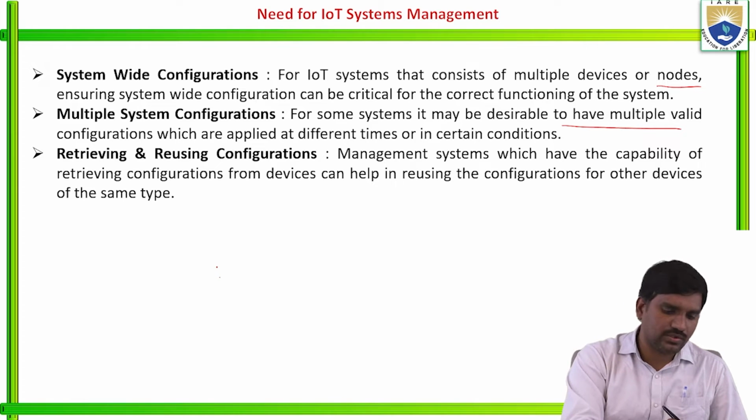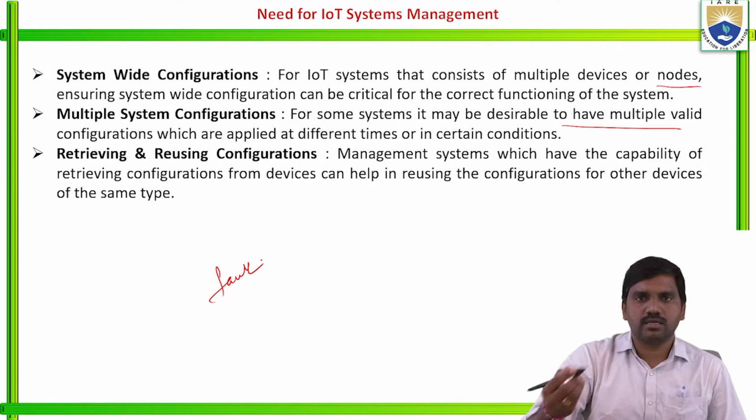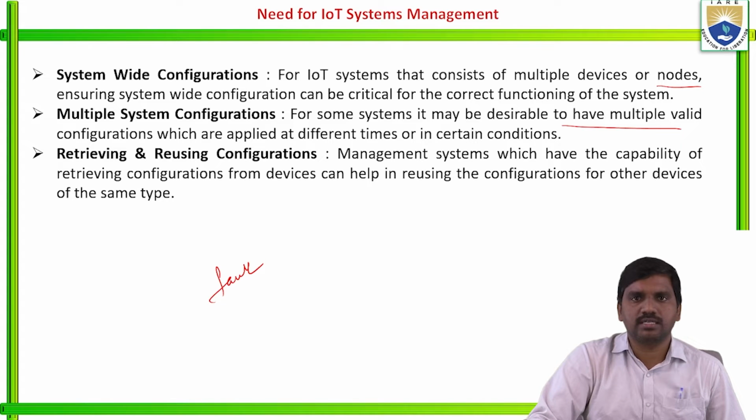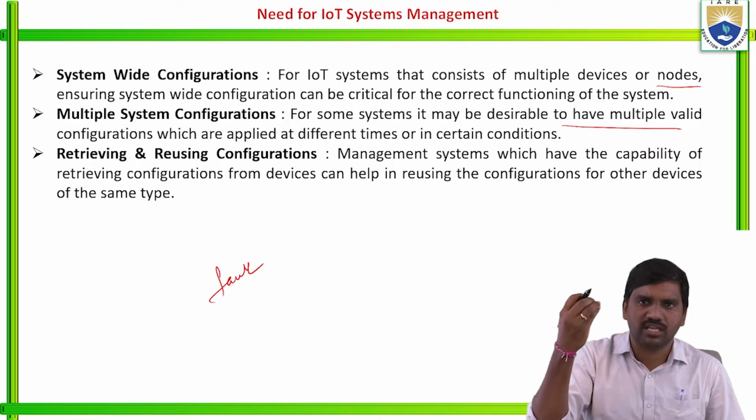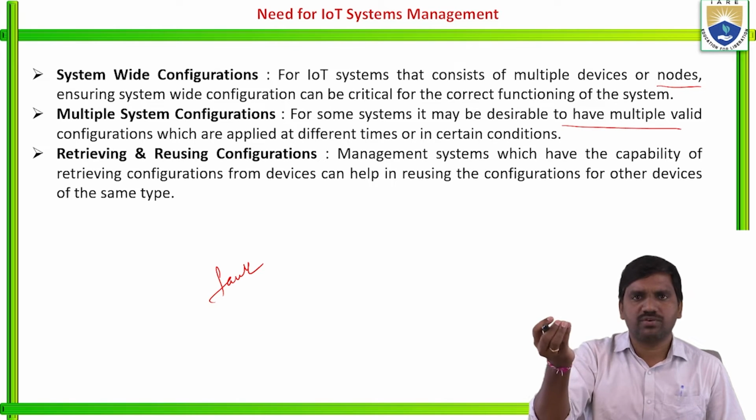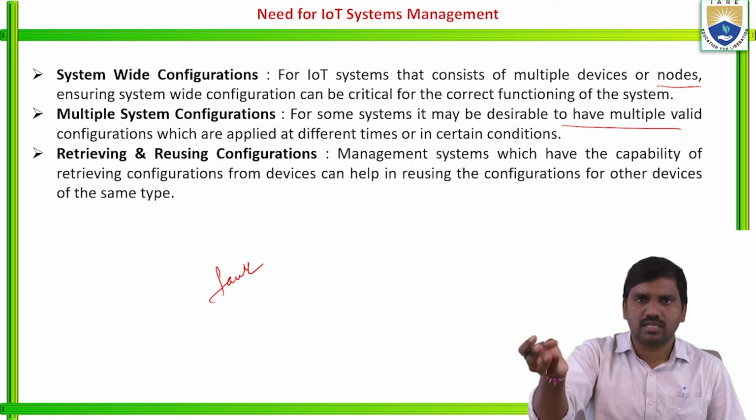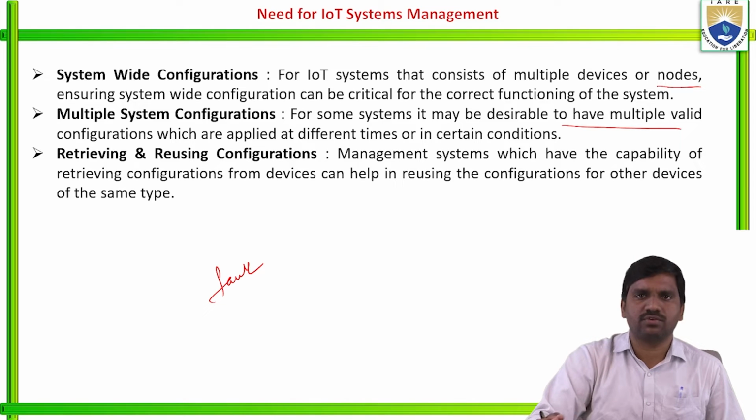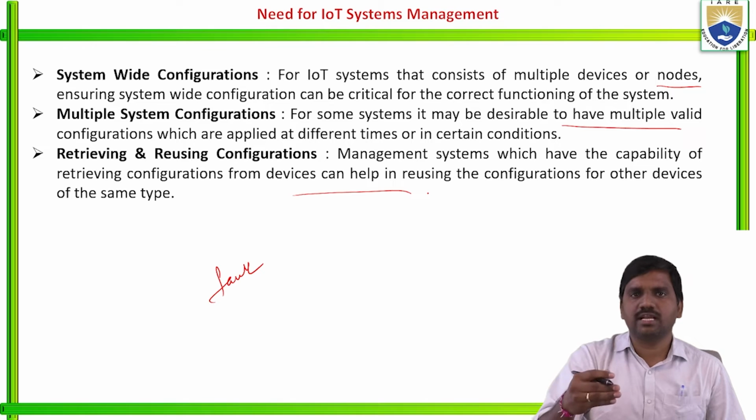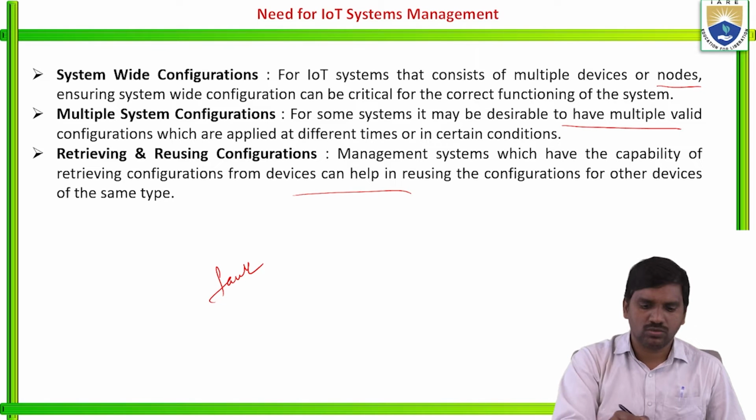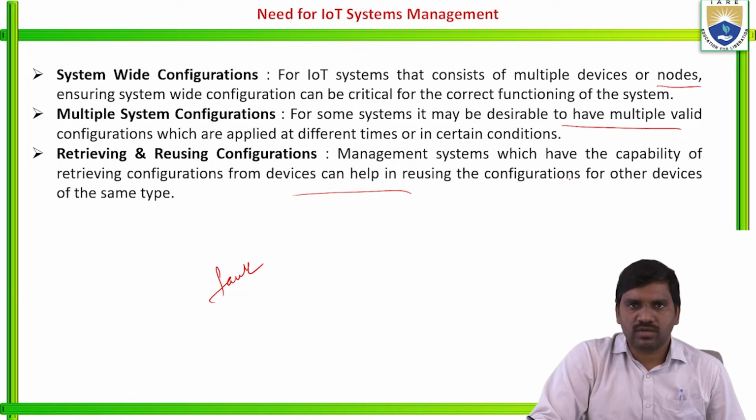So for example, if any fault or error occurs in the system, we can retrieve the information from the device, even though the system is not working properly, because we are still getting some information from that device. So by using the retrieving configuration mode, the devices can help, and after the completion of retrieving, we can reuse the configuration from other devices of the same type of data.